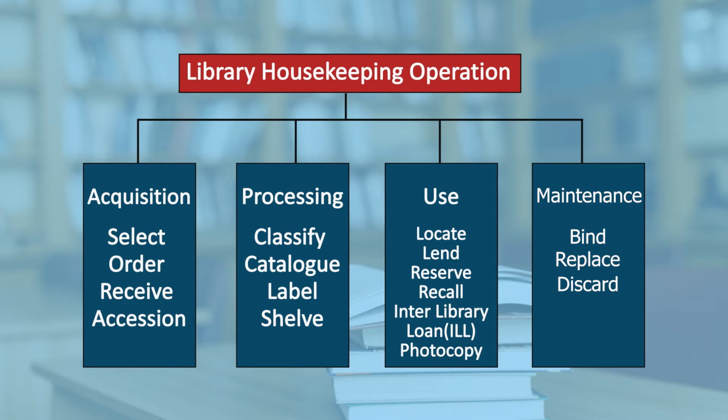If a book has some kind of damage, wear and tear, we have to rebind it. Then some books may be lost, we have to replace them, and some books may be weeded out from time to time, old versions of different reference books. So these 3 are the basic operations or procedures related to maintenance. So altogether you can calculate that these are the 18 procedures under the 4 basic subsystems of a library.